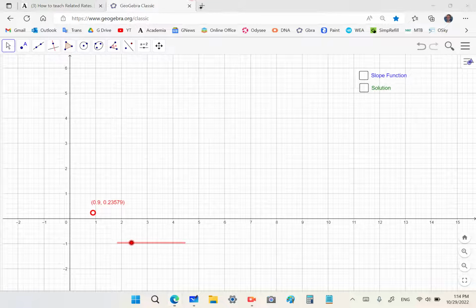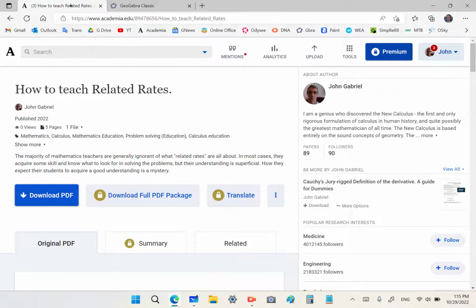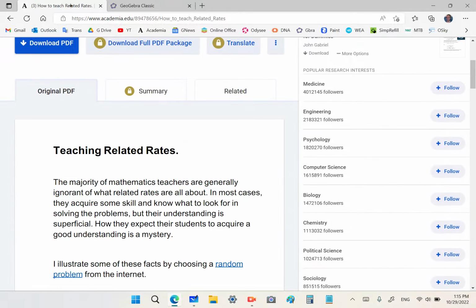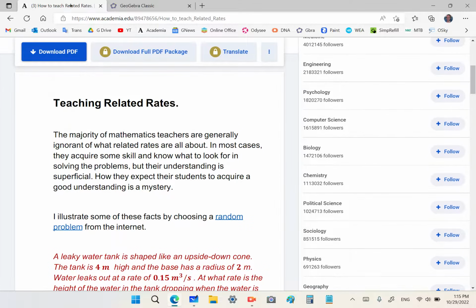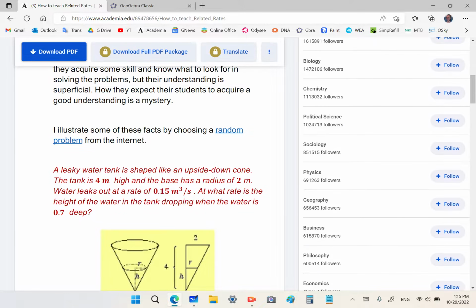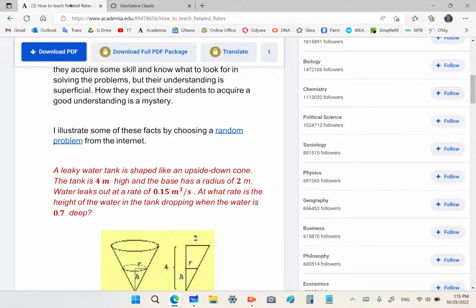Related rates are part of any normal calculus syllabus or curriculum. Unfortunately, the majority of teachers don't really understand what it's all about, and although they acquire some skill and know what to look for in solving the problems, their understanding is very superficial. So one can only wonder how they expect their students to acquire a good understanding.